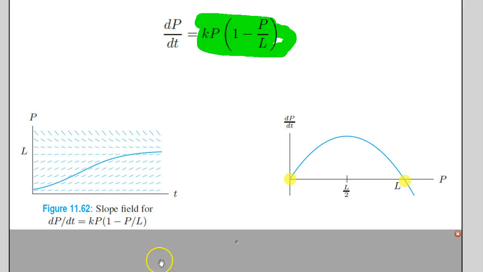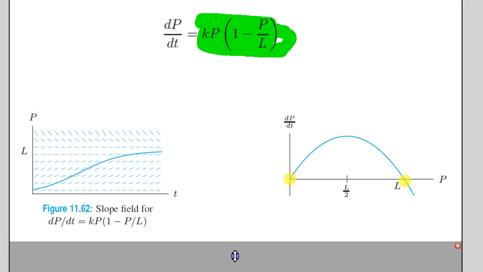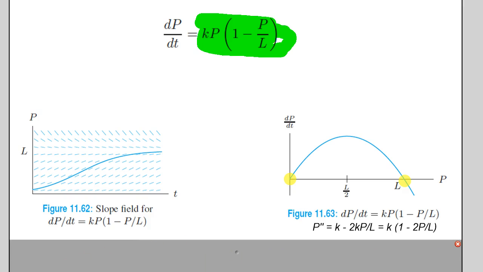The reason it's highest at L over 2 is if I were to take the second derivative of this function, I would get something that looks like this with respect to p, and it's a linear function. As you can see, when p is equal to L over 2, this is equal to 0, which makes sense because whenever the derivative of a function is 0, it means that you have a local maximum or minimum. In this case, we have a local max. So L over 2 is when we have the highest rate of change for our solution function p.